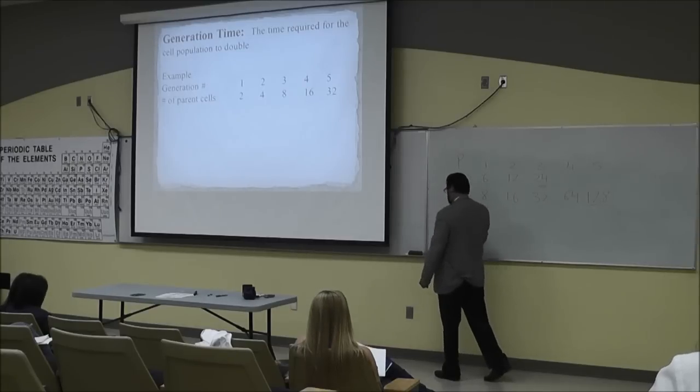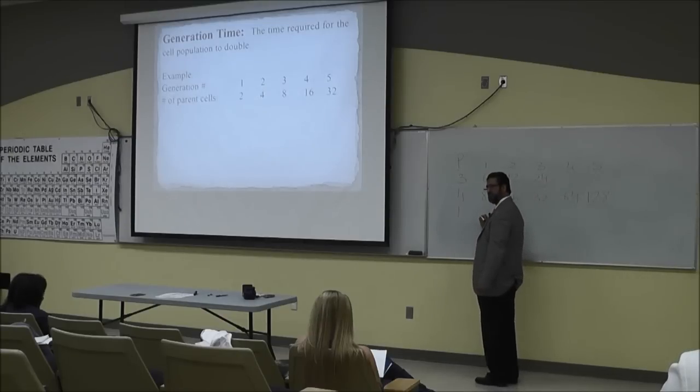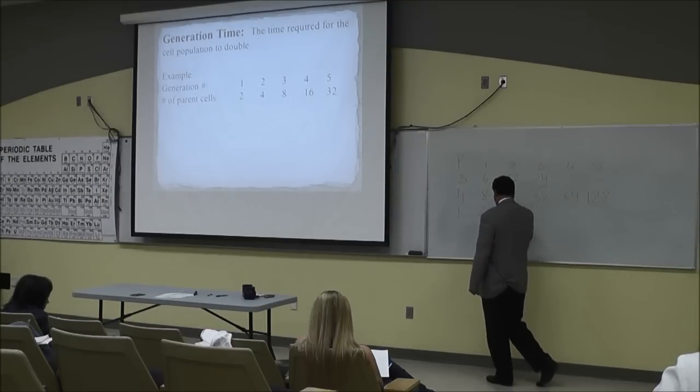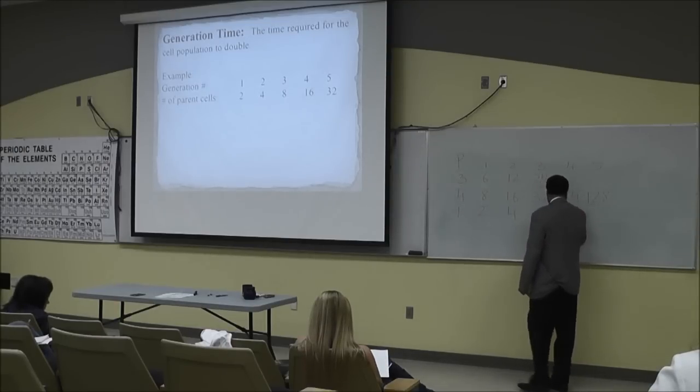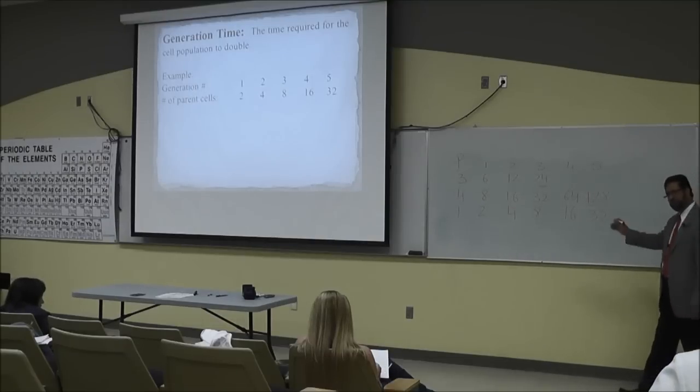Experiment starts with one cell. What's the first generation? Two. Yeah, two is the first generation. And what's the total number in the fifth? 4, 8, 16, 32. Yeah, double.